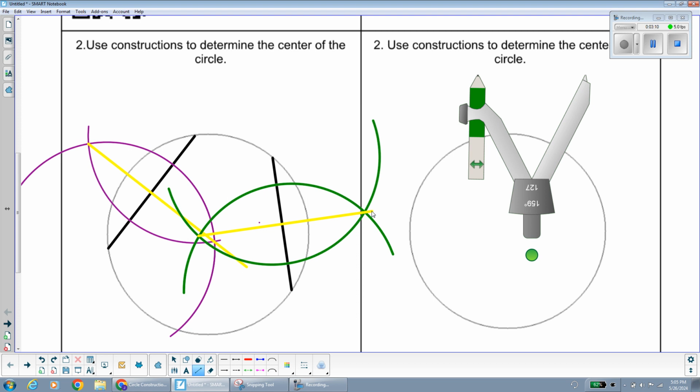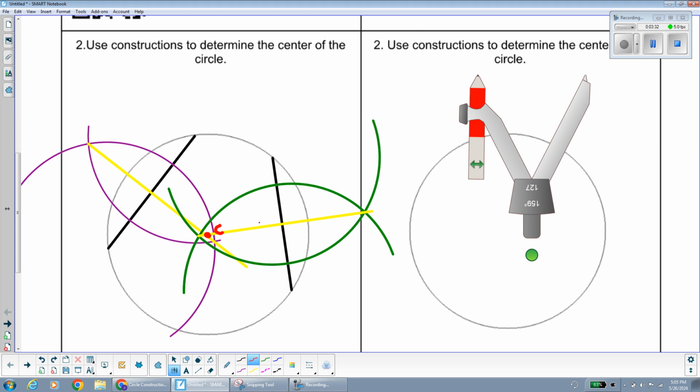So the center of the circle is where my two yellow perpendicular bisectors meet. Let me get a different color to dot the center. So here's one yellow one, here's the other yellow one, and they meet right over here at this point, which is the center of the circle, and it does appear to be in the center of the circle.